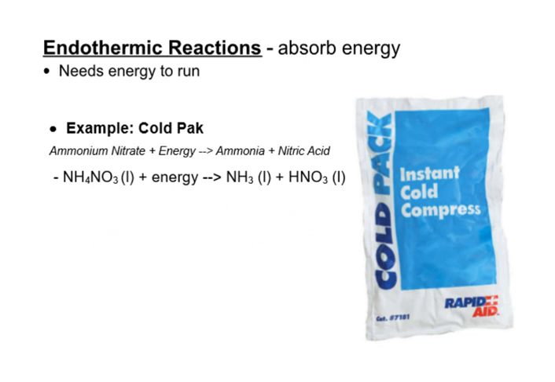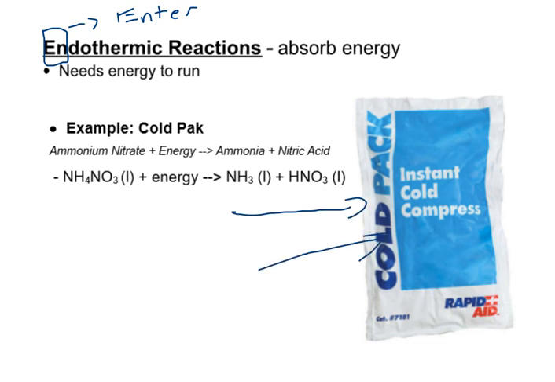So we call those endothermic reactions. They absorb energy. And some people will remember this because the N at the beginning of the word means it needs to enter. This cold press needs heat to enter it, and it causes this chemical reaction to take place. Whereas an exothermic reaction gives out energy. So those are the two types of reactions that are kind of broad terms that we'd have.